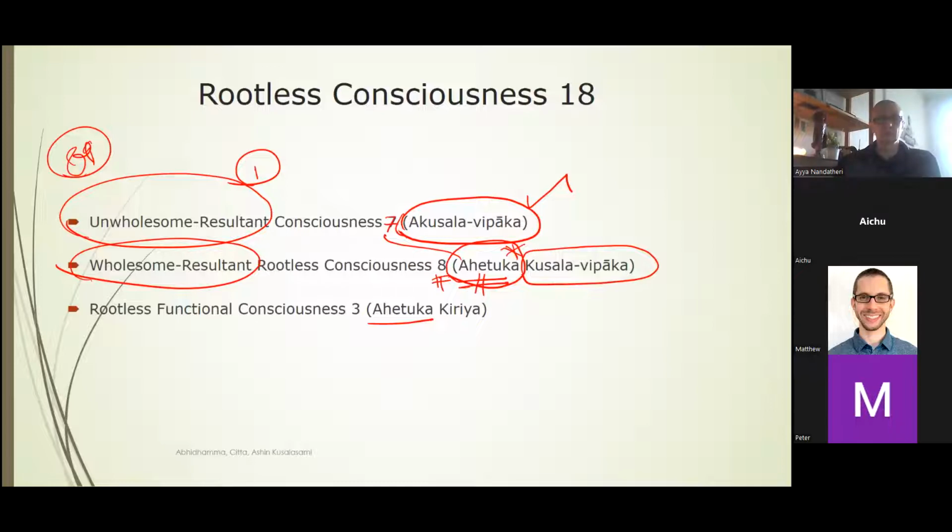So altogether in rootless consciousness also, and the next group, sense-sphere beautiful consciousness, there are 4 kinds of wholesome resultants. So that's why ahetuka is put here. But here, there is no word ahetuka. So okay, the next group is ahetuka kiriya, rootless functional consciousness.